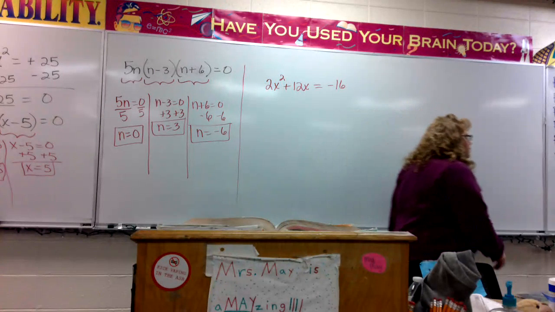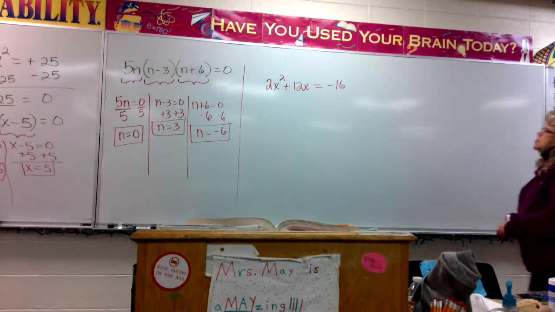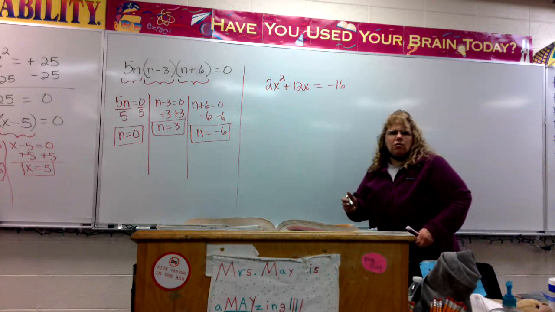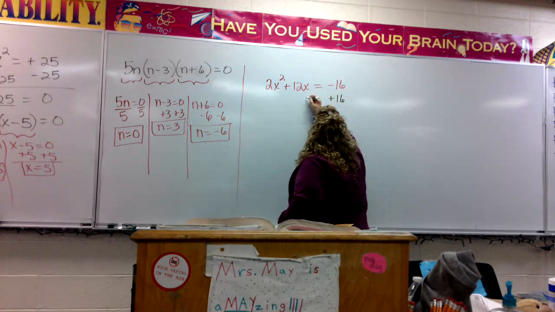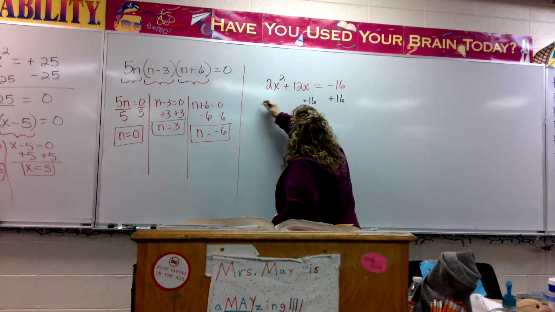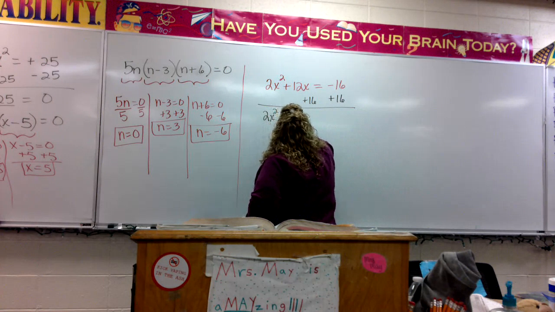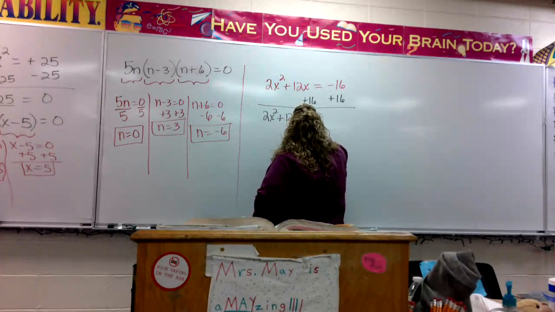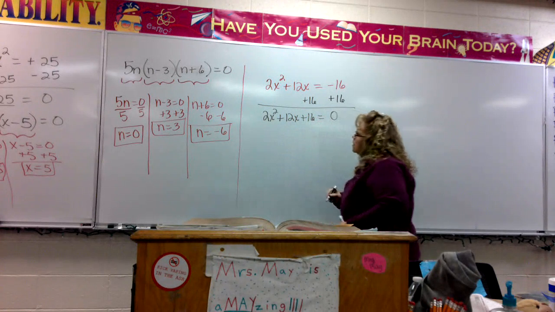Okay. Well, first of all, the very first thing you should do when you're doing these is check: is it equal to 0? If it's not equal to 0, you have to get it equal to 0. Well, that's easy enough, right? This plus 12x plus 16 equals 0.